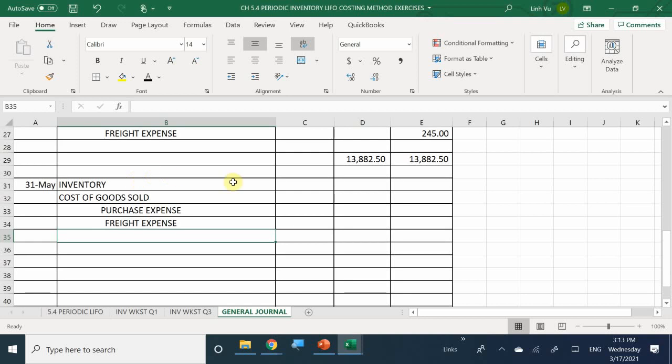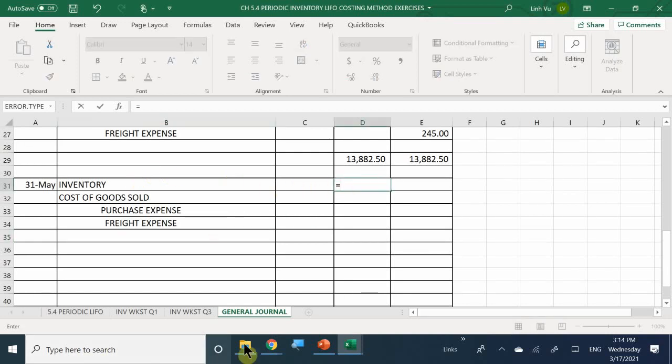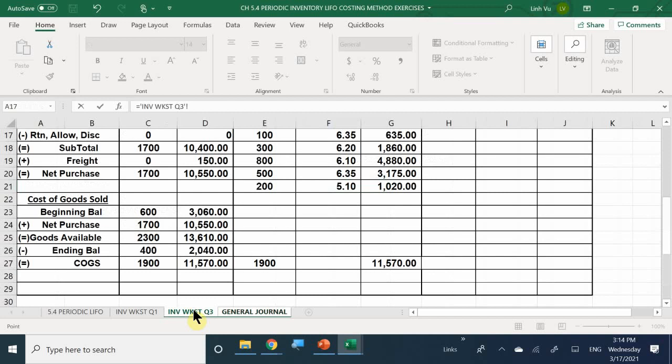First thing we're going to recognize is our ending inventory. So what was our ending inventory that we solved for? The 600? No, not the 600. This is the new worksheet now. So what's our ending balance here? 400. I was on the wrong one. It's okay. And cost? The 2040. Good, 2040. How much did we sell?